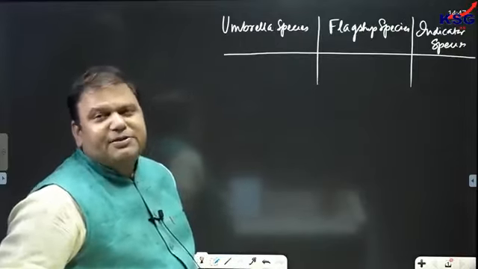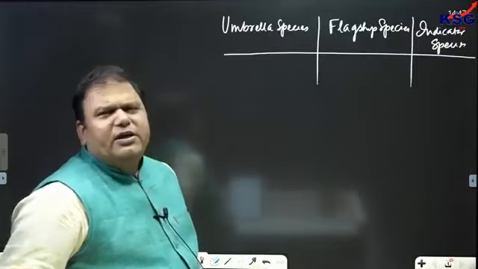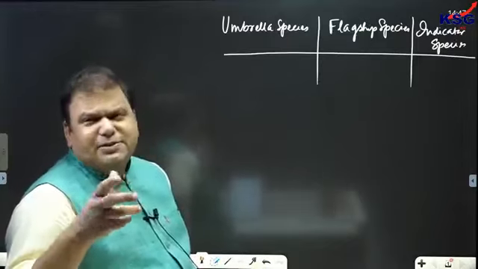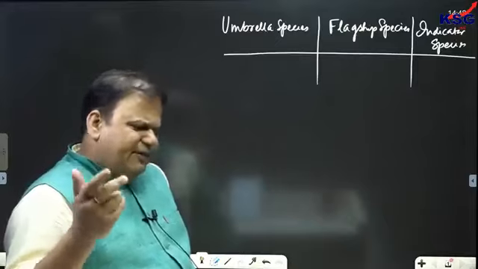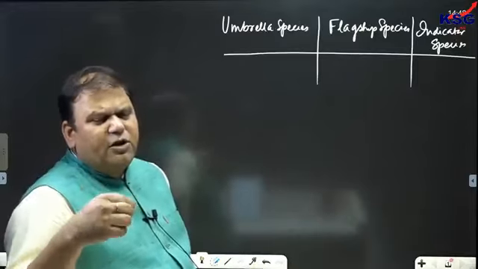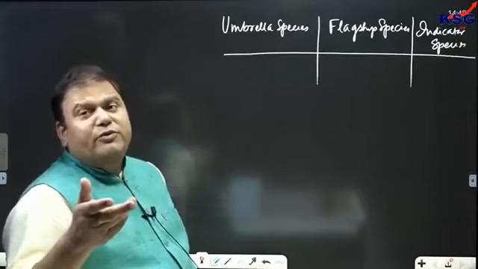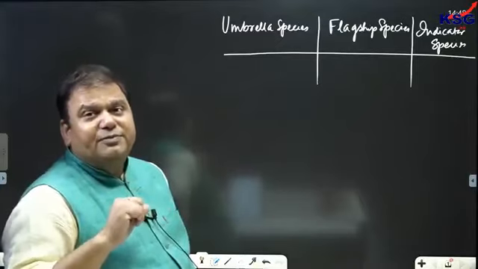Now what are these species? See, umbrella species means that suppose we are taking a conservation initiative for protecting one species. We have taken a conservation initiative for protecting one animal. But in that, what would we be doing? We would be protecting the habitat of that animal.